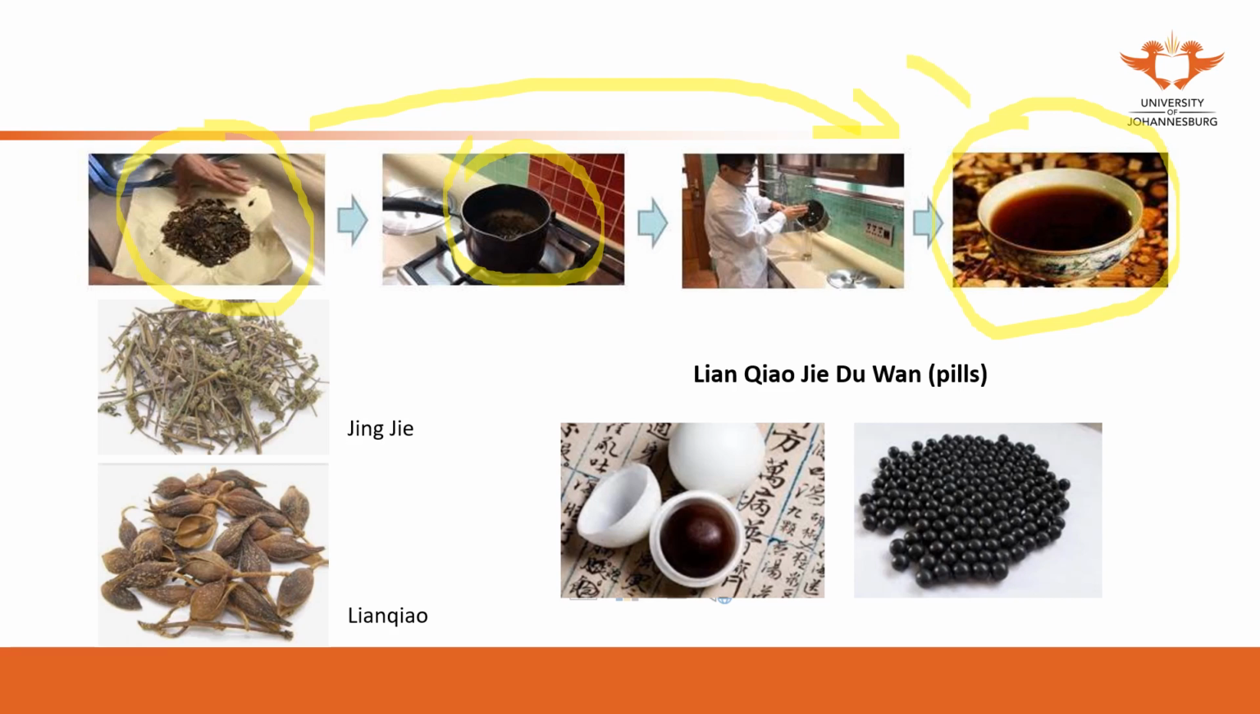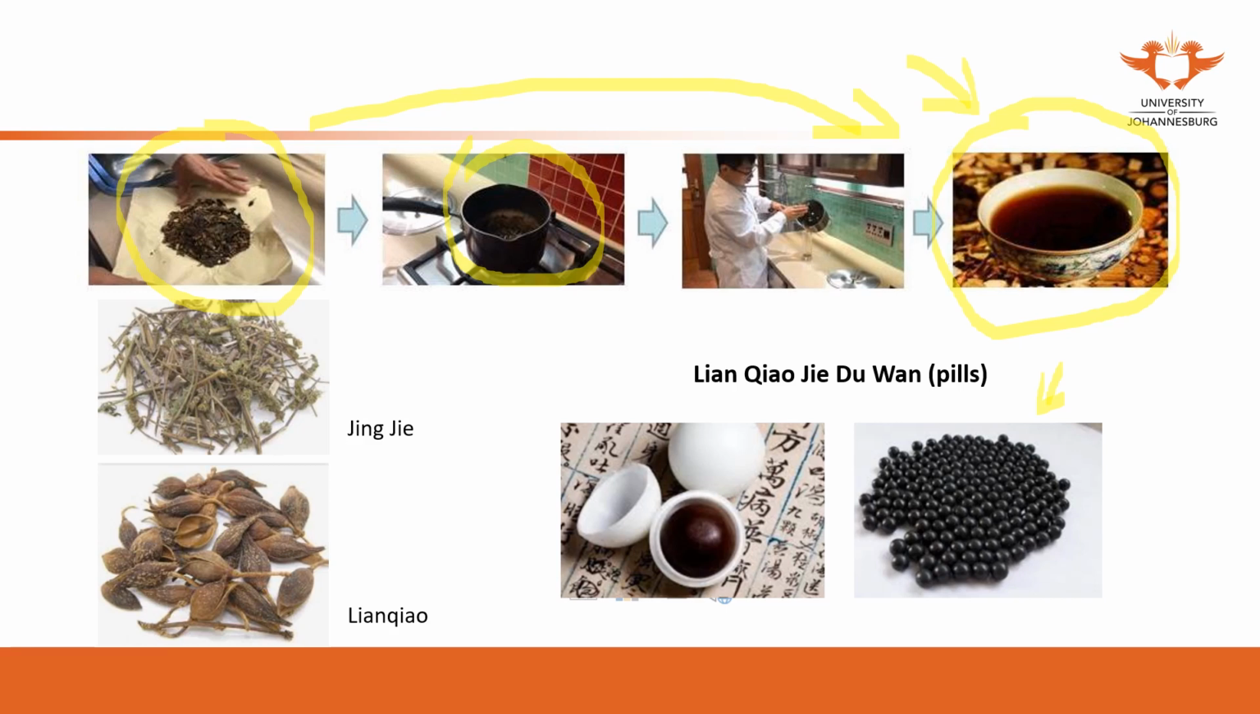You need to cook. It takes time. Also, the taste of this herbal medicine, some of them taste good, but many of them don't taste good. So the modern kids, we don't like the herbal medicine because of the taste. So people try to modernize. They try to make the herbs into pills, into capsules.